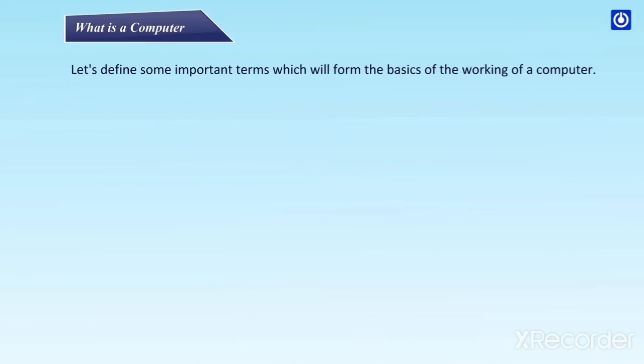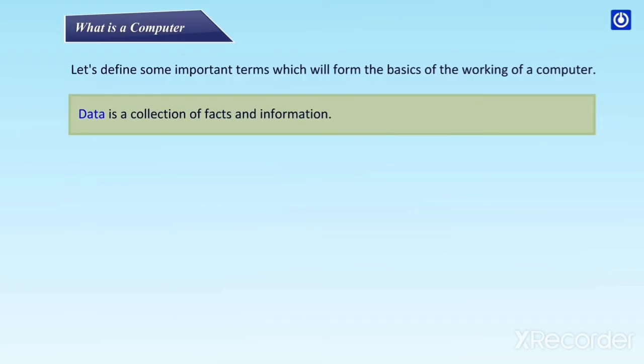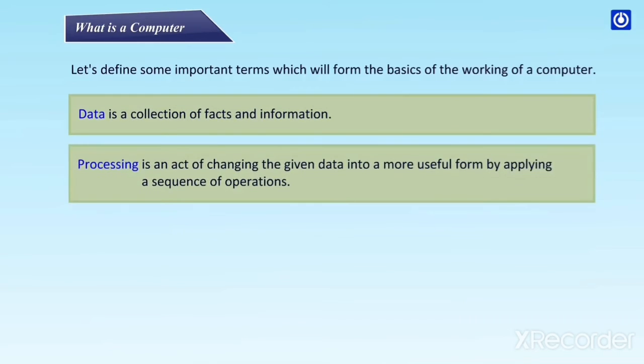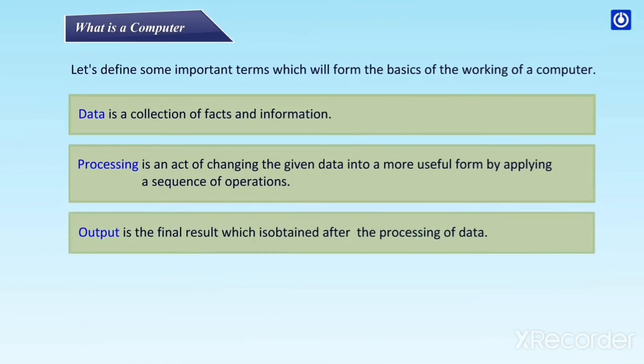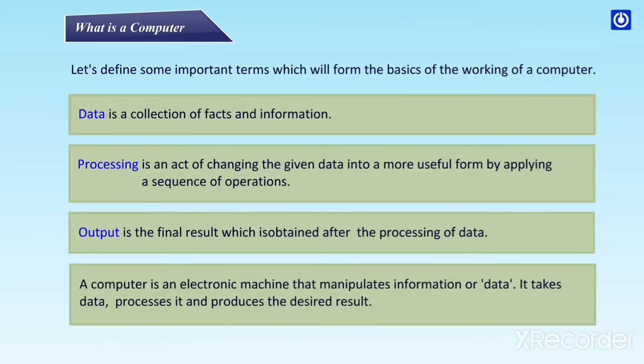Let's define some important terms which will form the basics of the working of a computer. Data is a collection of facts and information. Processing is an act of changing the given data into a more useful form by applying a sequence of operations. Output is the final result which is obtained after the processing of data. A computer is an electronic machine that manipulates information or data. It takes data, processes it, and produces the desired result.